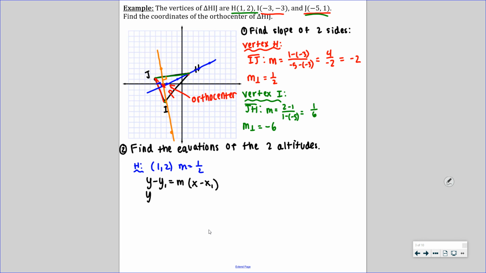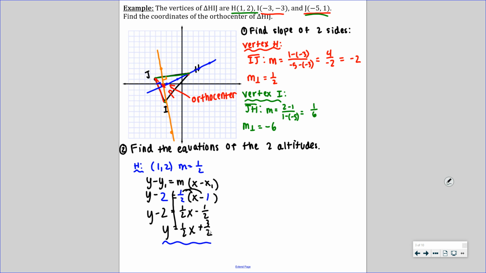Okay. The X and Y stay in your equation, but the X1, Y1, that's talking about the point. You guys remember this. So Y1 is 2, X1 is 1, and then the slope is obviously M, like that. And then to write it in slope-intercept form, you just distribute the 1/2 and solve for Y. Hang with me, folks. I know this is the longest problem we're going to do today, and we're not even halfway done. Okay, -1/2 plus 2 is 1.5 or 3/2. So that right there is the equation of that blue altitude.